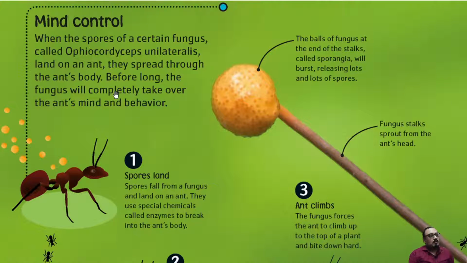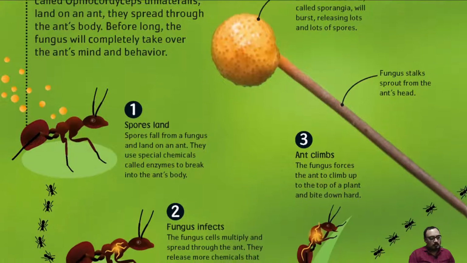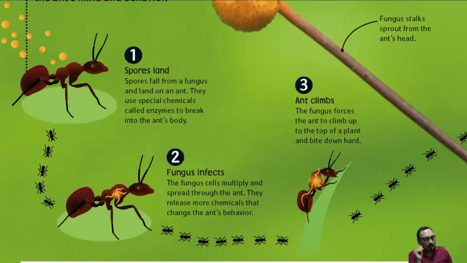So what are they going to do? Mind control. When the spores of the fungus called Ophiocordyceps unilateralis land on an ant, they spread through the ant's body. Before long, the fungus will completely take over the ant's mind and behavior. Once a spore falls from the fungus and lands on an ant, it uses specialized chemicals called enzymes to break into the ant's body.